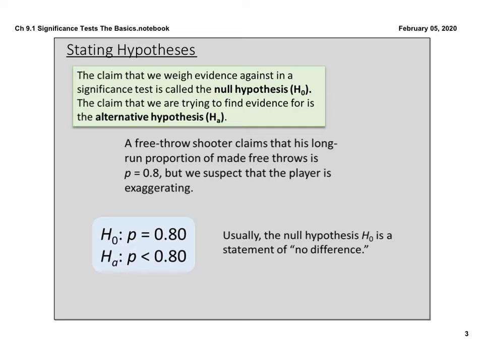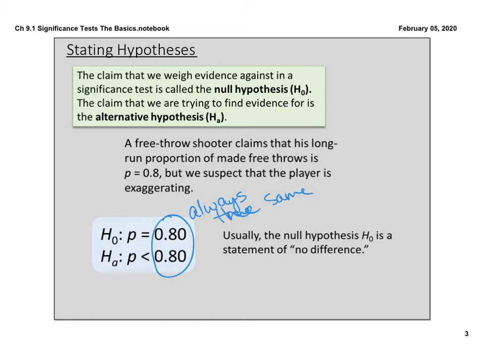Usually the null hypothesis, H sub 0, is the statement of no difference. And then the alternative hypothesis is what we believe could be inaccurate about the null. Here's one thing that I want to point out. Notice that these two numbers are the same. That will always be true.